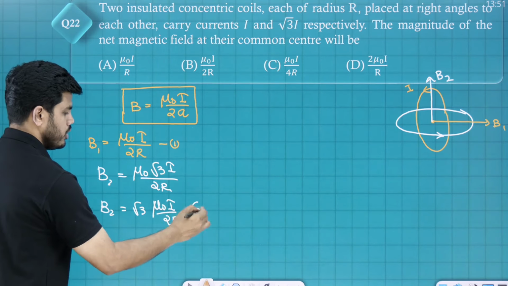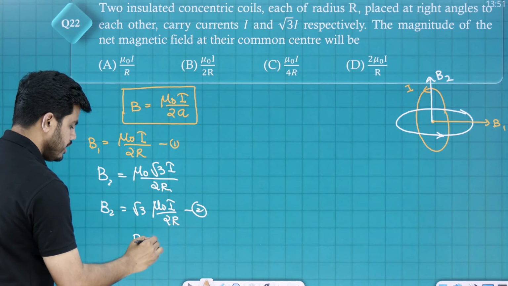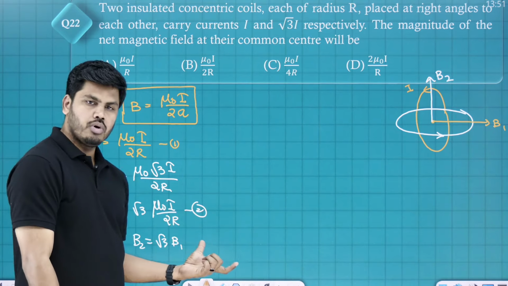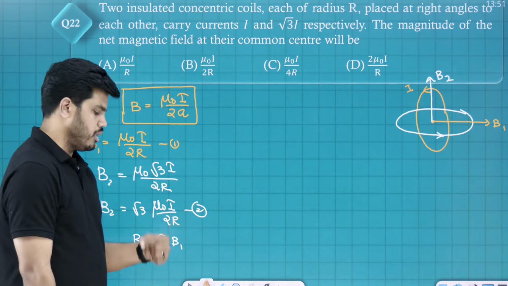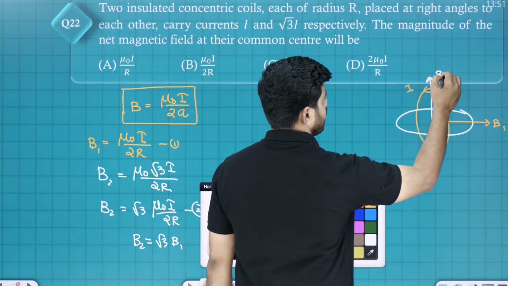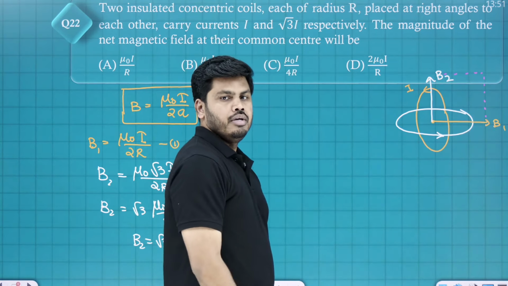See, from equations 1 and 2, we can say B2 is actually root 3 times B1. That is the only difference. Mu naught I by 2R is the same, only the current is different. So B2 is equal to root 3 times B1. You're asked to find out the resultant magnetic field. How will you find the resultant magnetic field of these two, B1 and B2?